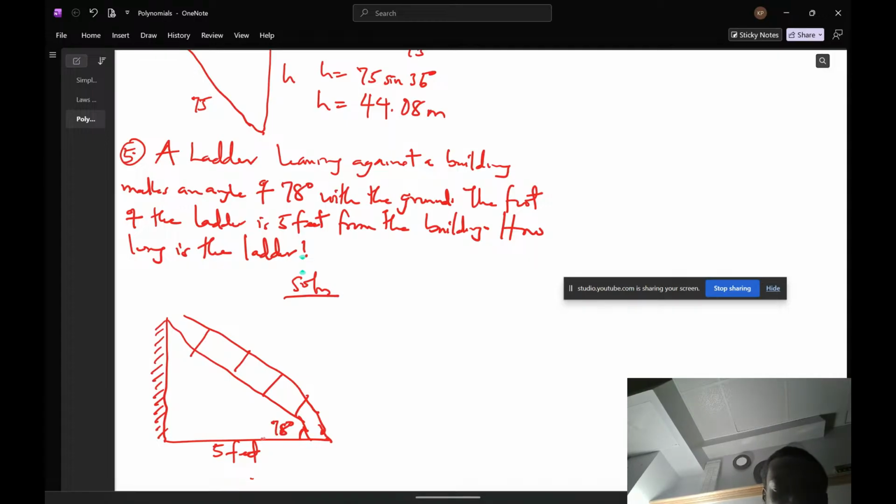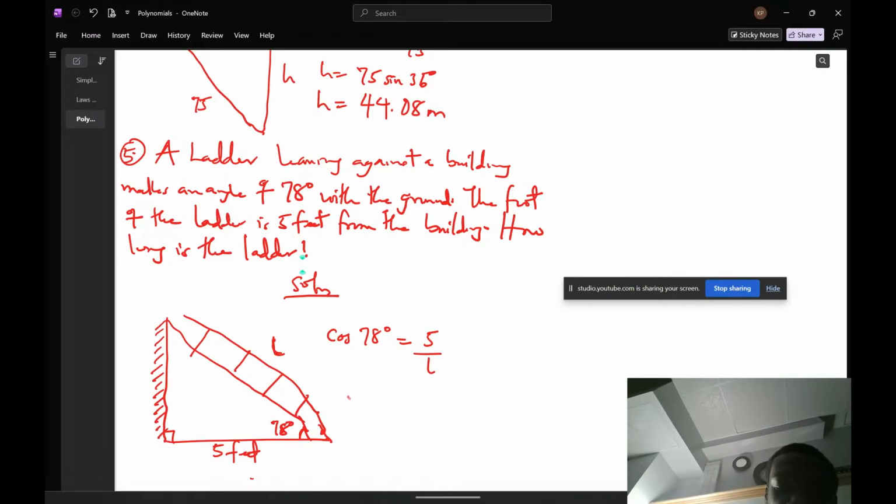Now it says the foot of the ladder is 5 feet from the building. How long is the ladder? So we're looking for this length, L. In this case, we're given the hypotenuse and the adjacent, so we're going to use cos, sorry. So cos 78 degrees is equal to adjacent over hypotenuse. The adjacent is 5 and the hypotenuse is L.